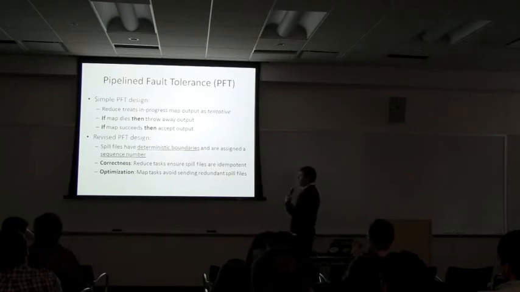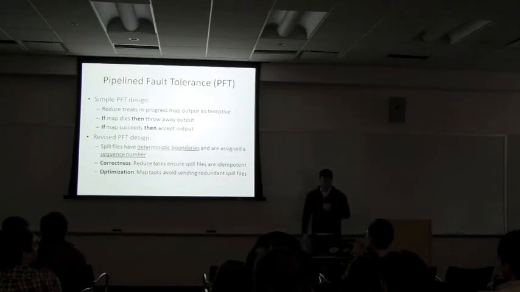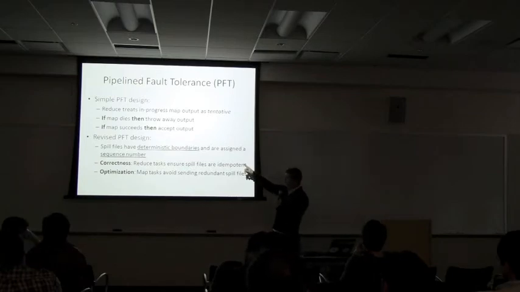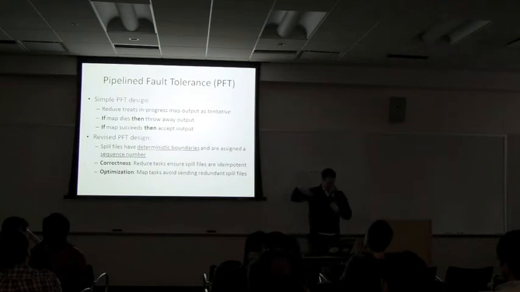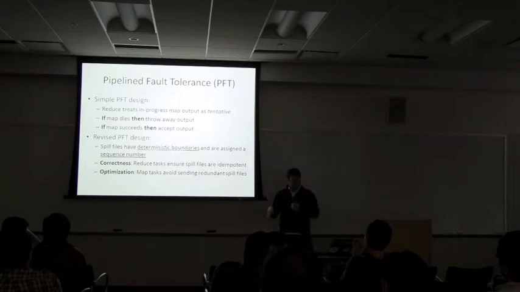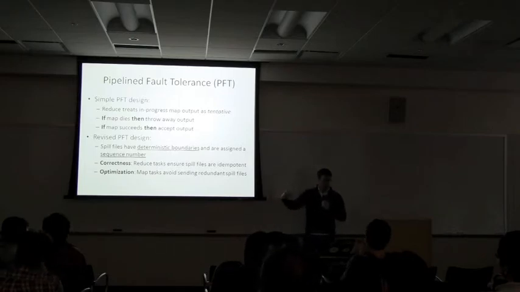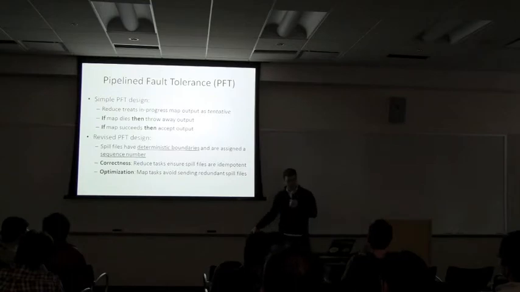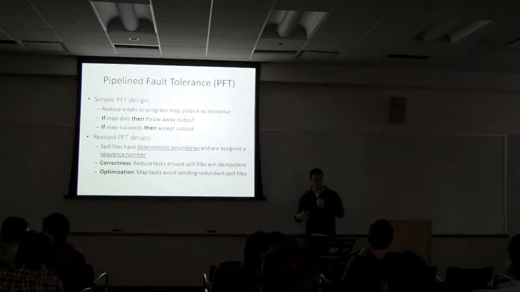So our fault tolerance, our pipeline fault tolerance model, or PFT, we have 2 versions. The version in the paper is what I'm calling simple PFT design. In that design, a reduce is going to treat the in-progress map output as tenured. Okay, so if a map dies, then we're going to throw that output away. If a map succeeds, then we're going to accept it.